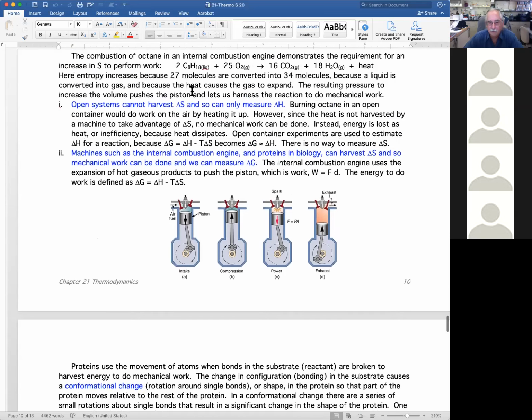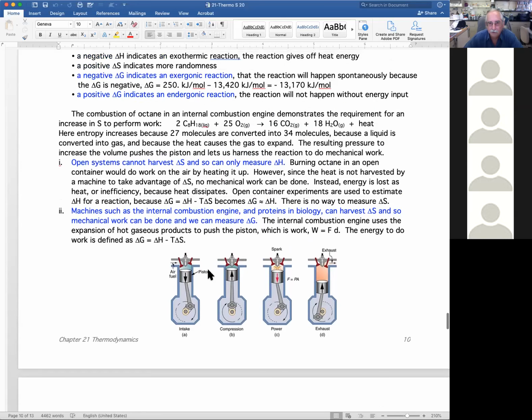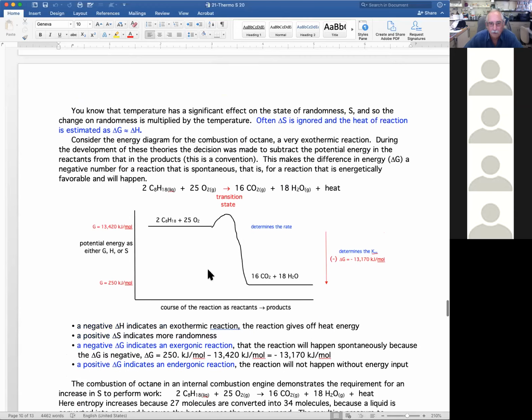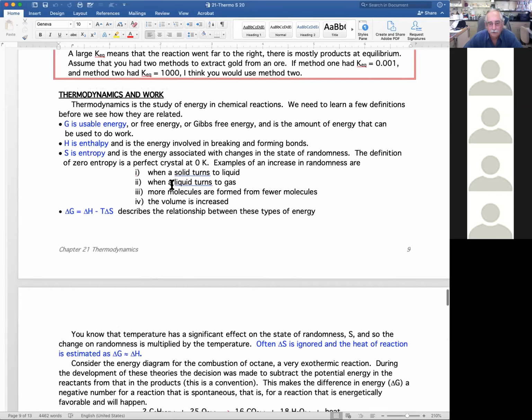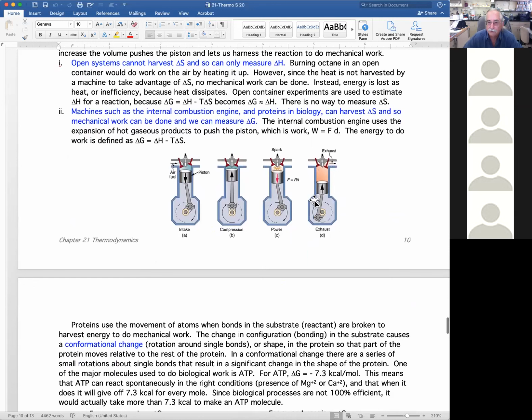So what kind of things are causing this piston to move? Okay, let's see, where am I over here? We have a liquid turning into a gas. We have more molecules formed from fewer molecules. And the volume is increased, and that's where we harvest the mechanical energy. The volume increases and pushes the piston down.